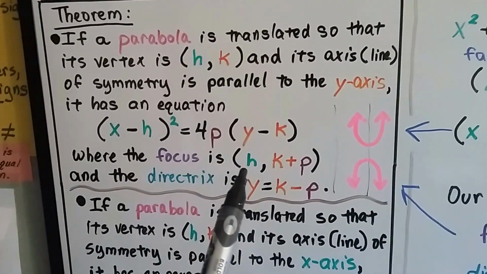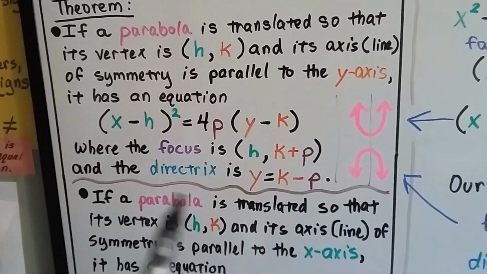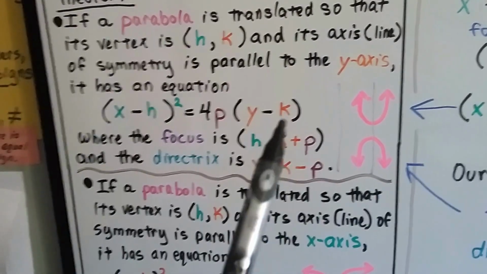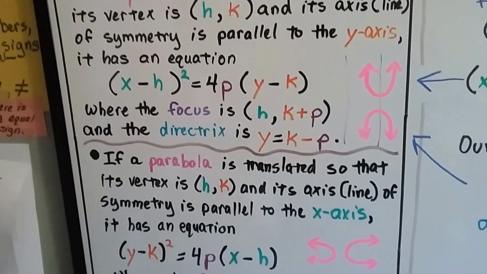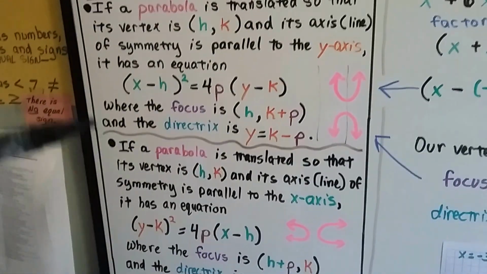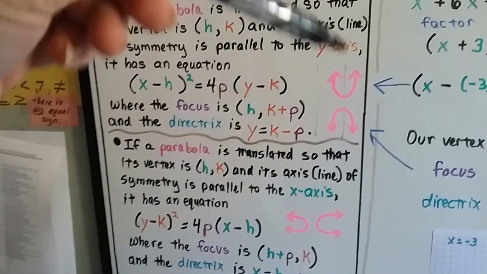This is where the focus is (h, k plus p), whatever that p is. And the directrix is y equals k minus p. So it'd be this k minus that p, all right? Now, check how this switches around. Now, this is if it's parallel to the y-axis, okay?